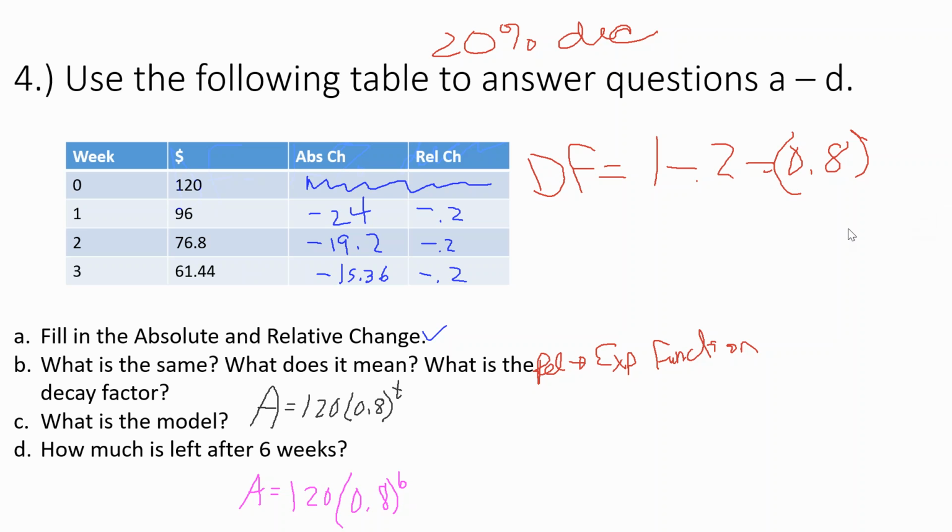I'm so excited, yeah. Okay, sorry, what did you get when you plug 6 in for t? I got 31.46. Perfect. And that's rounded. Yep, it's $31.46. So you can see how it's very similar to exponential growth. Now you're just taking away. It's getting smaller because it's decreasing.